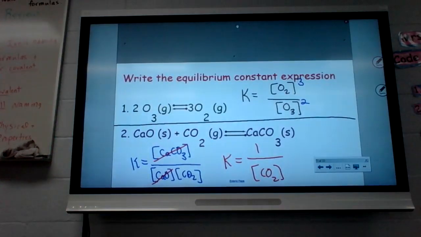What's the purpose of this? We're getting ready to plug numbers in to calculate K. Are we okay with how to write it? Yes. Are you okay with how to write K?